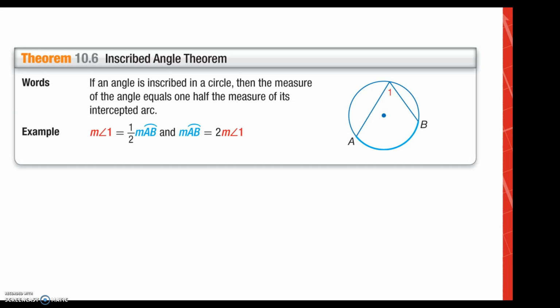So an inscribed angle here, and this inscribed angle theorem tells us that if an angle is inscribed in a circle, then the measure of the angle equals half the intercepted arc. So your intercepted arc is the arc that is inside the angle. So if I look at this angle 1, its intercepted arc is this AB. And whatever AB is, 1 is half of it. So that arc is the arc that is opposite of the angle.